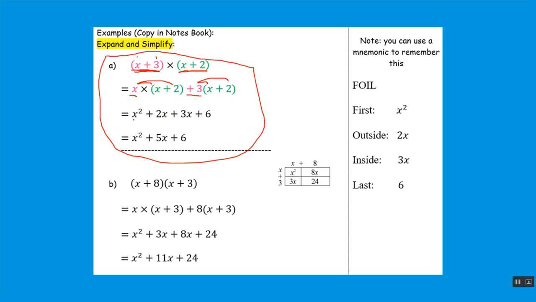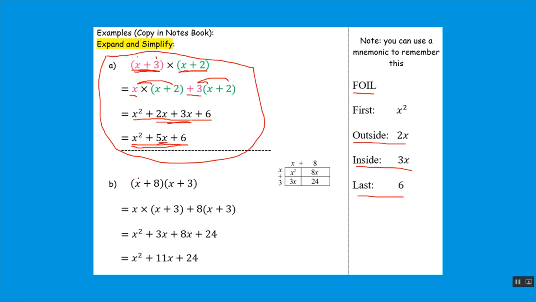So we get x squared plus 2x plus 3x plus 6. And then we simplify this part, 2x and 3x, 2 lots of x and 3 lots of x. There's a mnemonic, FOIL, to remember this. So this means the first two things are x and x. The outside things, which are the x and the 2. Inside is the 3 and the x. And the last is 3 times 2, which is 6.